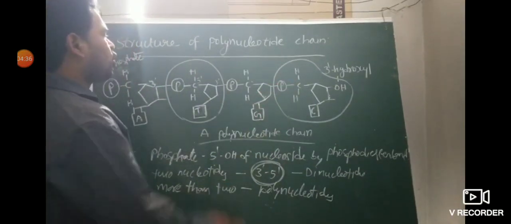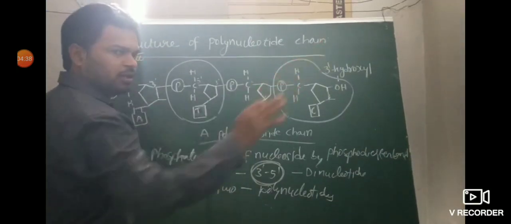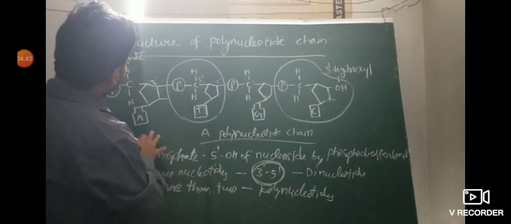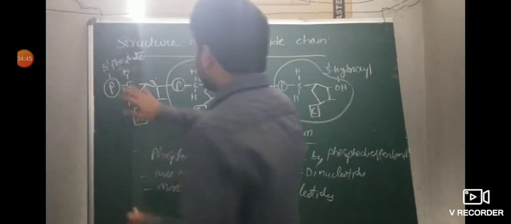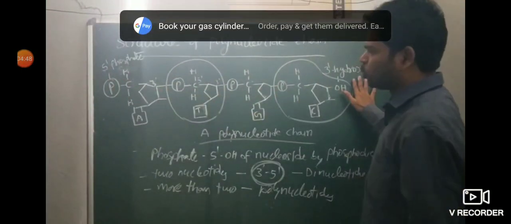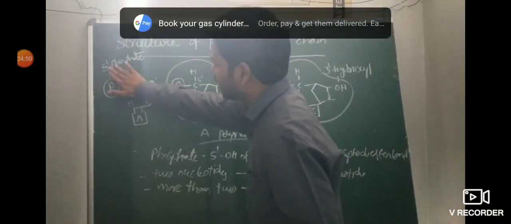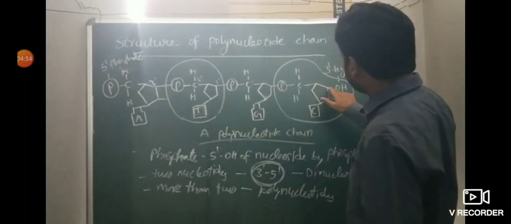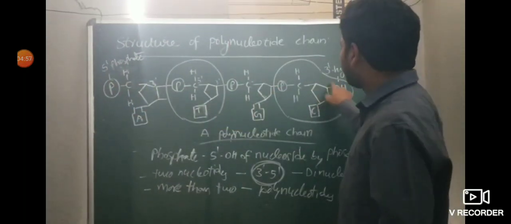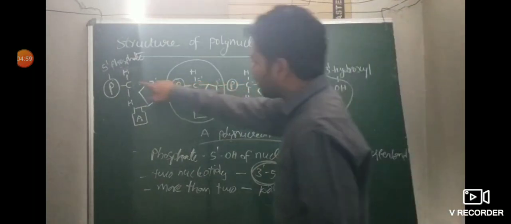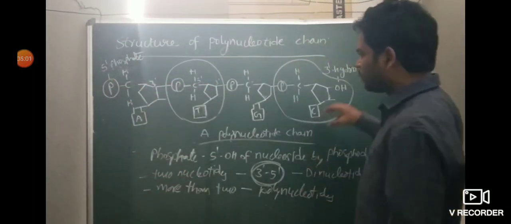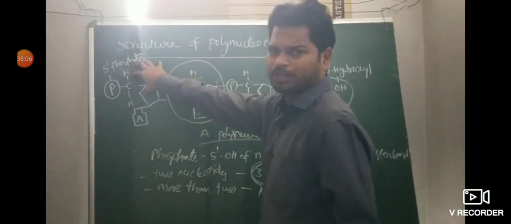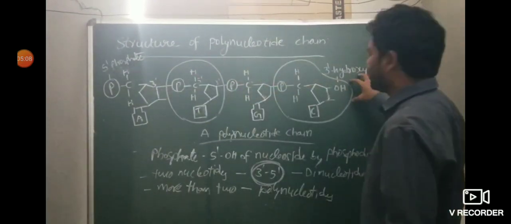Of course, a polynucleotide chain consists of two ends. This is the whole polynucleotide chain. You see, this is one end and this is the other end. The first end is the 5' end. 5' means carbon position 5; here the carbon position is third. So 3' means carbon position 3 and 5' means carbon position 5. At the 5' end, a phosphate group is always present. The 3' end always has a hydroxyl group.